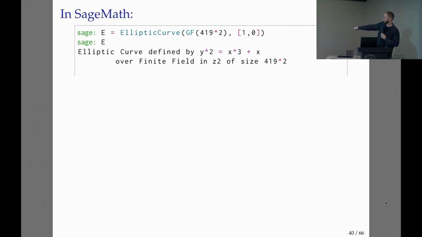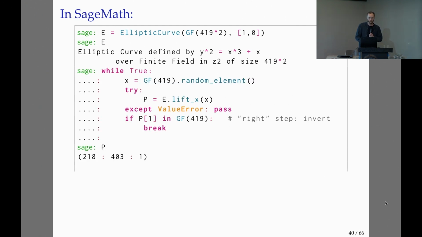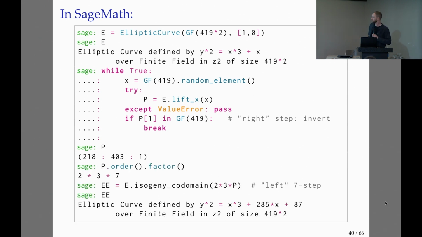Then you just have to take care of this y coordinate condition for it to be correct. So this is so easy that we can actually do this in a couple lines of Sage. And here I'm showing how to compute a point that is rational. So we work over F_p squared here for simplicity, and we get the point, and then we can actually compute the order of this point.